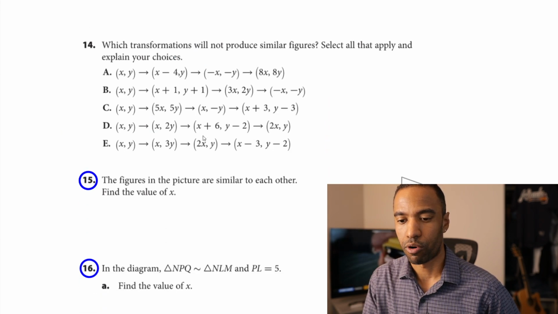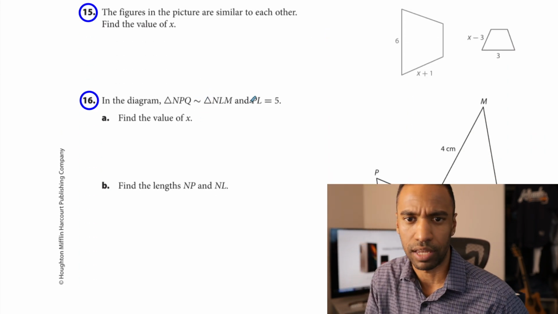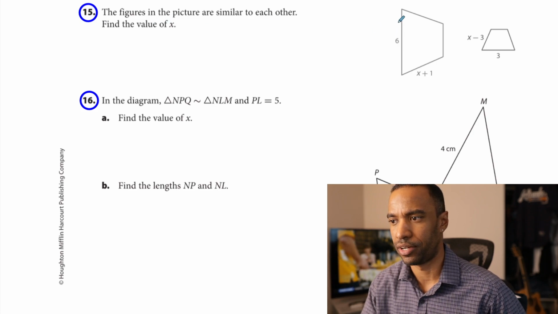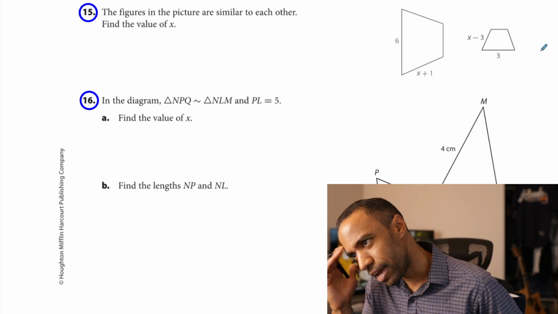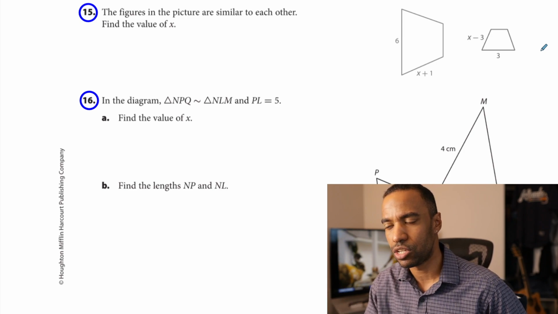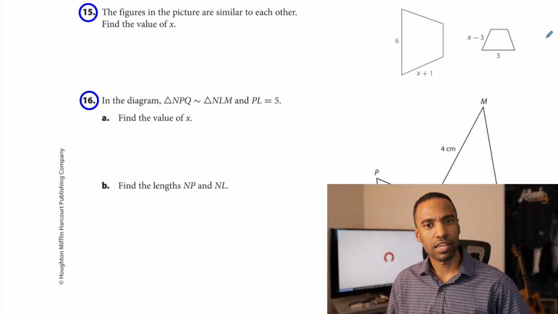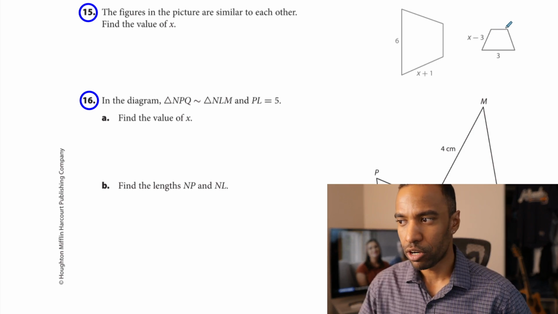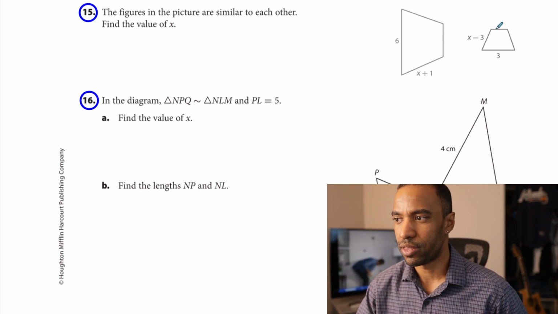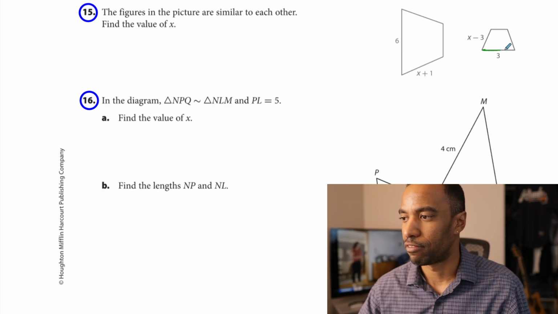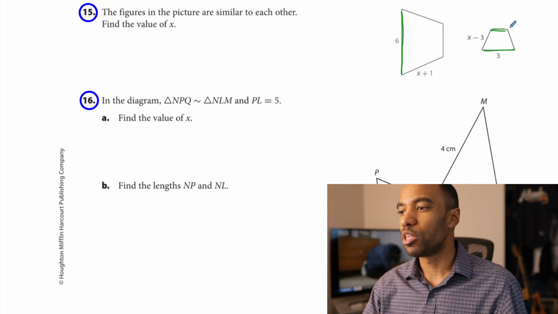I think I have 4 more problems to do: 15, 16, 19, and 20. Let's look at 15 and 16 here. The figures in the picture are similar to each other. Find the value of x. Sometimes I'm not a fan of these problems because they don't give us the lettering. They're making us trust how the drawing gives us information. These appear very trapezoidal, though I don't know if they are trapezoids. Right there, I have a longer base and a shorter base, so this probably corresponds with this, and this guy probably corresponds with this guy.